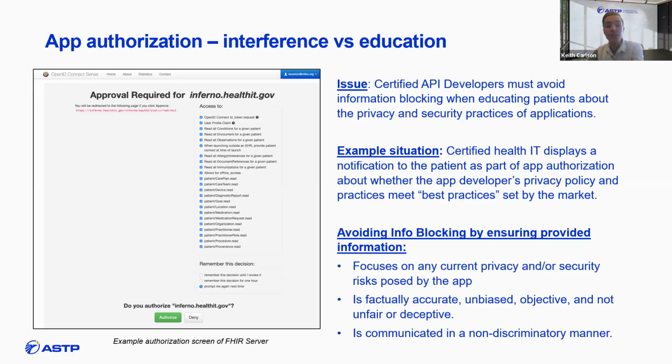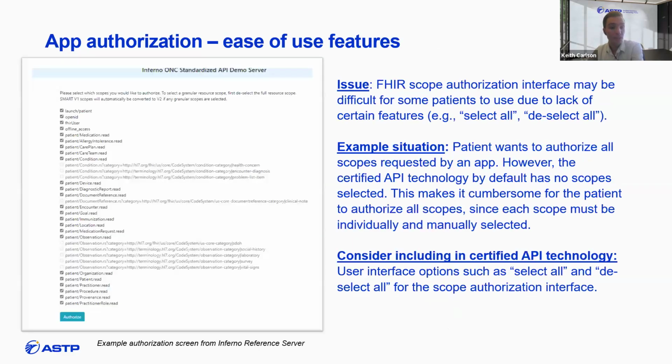Any education needs to focus on any current privacy and/or security risks posed by the app. It just needs to be factually accurate, unbiased, objective, and not unfair or deceptive. And any of this information needs to be communicated in a non-discriminatory manner. We can go to the next slide.